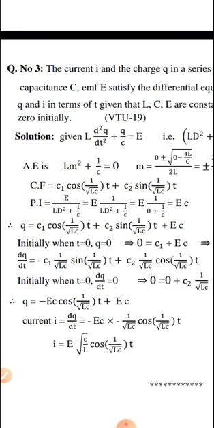So substituting C1 and C2 in that Q, you get the expression for Q, the charge Q at a time t. Current I means dQ/dt. Differentiate this Q with respect to t. Derivative of cos is minus sine. So differentiate it with respect to t. You get I as equal to E into root of C by L into sin(t/root LC).